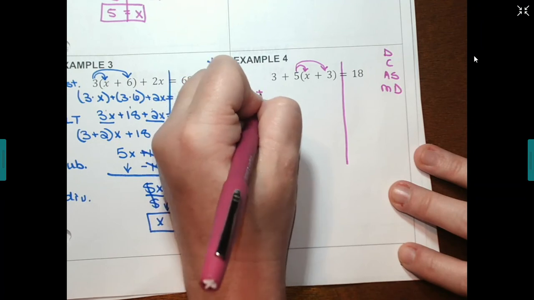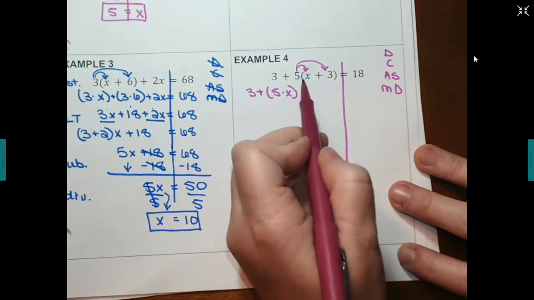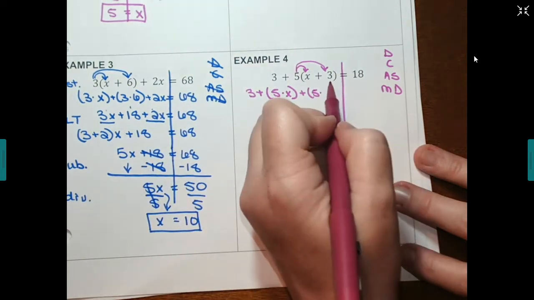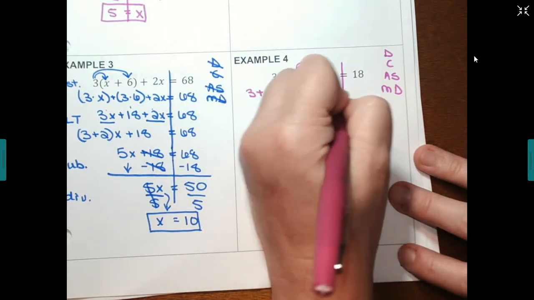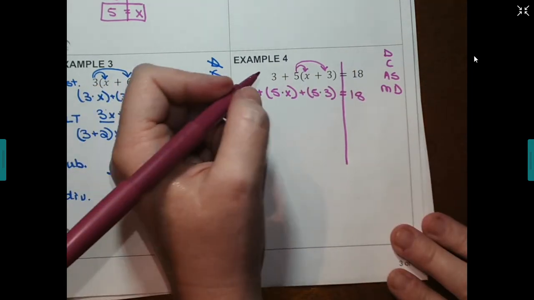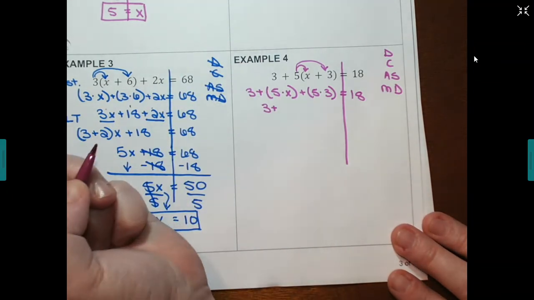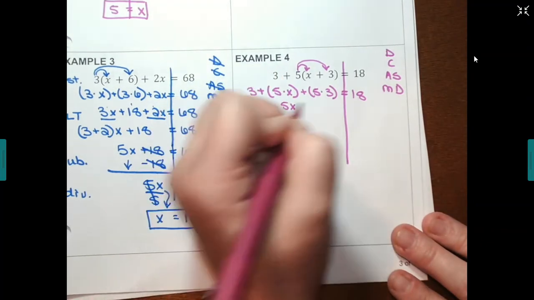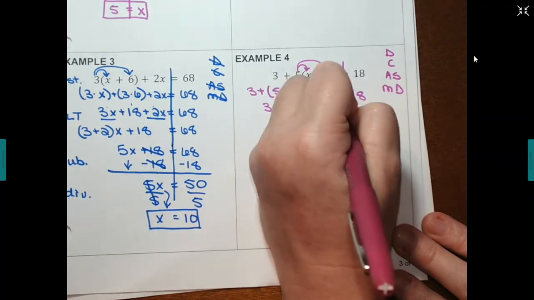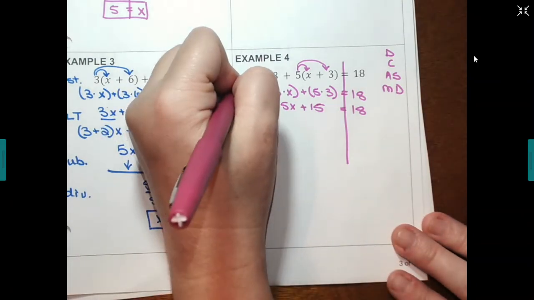So 3 plus 5 times x, there's our 5x, plus 5 times this 3 equals 18. Let's simplify that a little bit. We have 3 plus 5 times x turns into 5x, plus 5 times 3 turns into 15 equals 18. Okay, that was distribution.